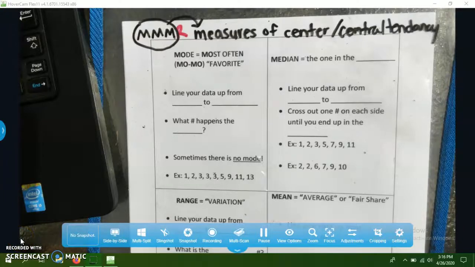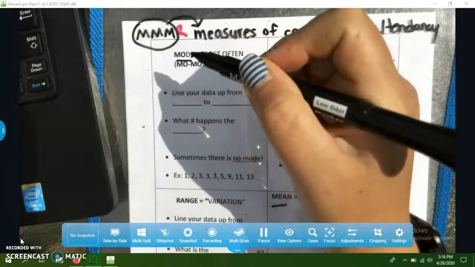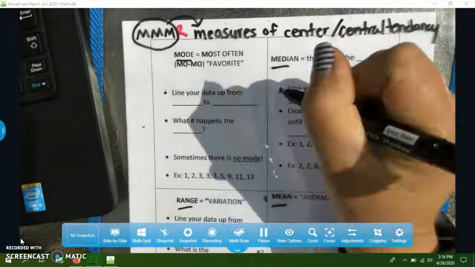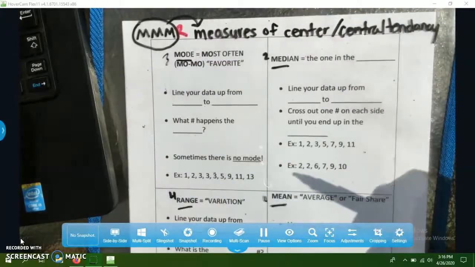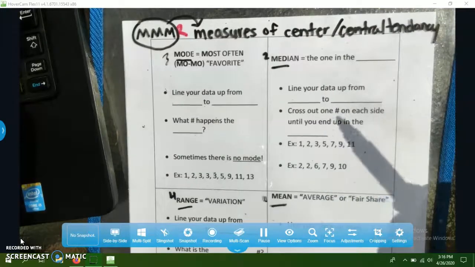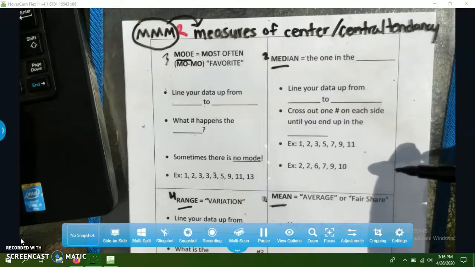Today we're going to be learning about mean, median, mode, and range. These are four things that you're going to want to be able to calculate for any set of data you're given. Sometimes our set of data is just a group of numbers that they've already given to us, as we're going to see in our examples today.